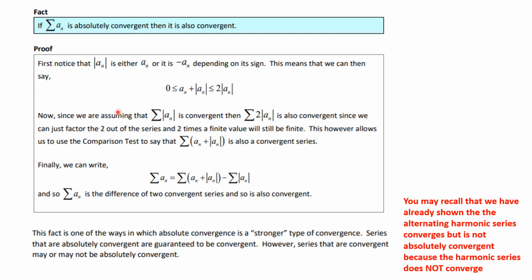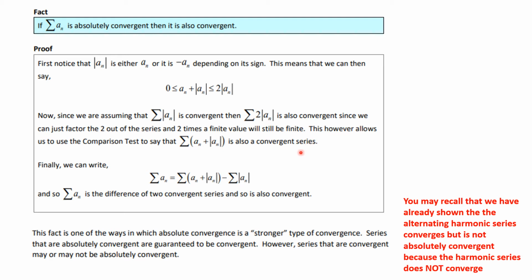Now, since we're assuming, that's the if part in our theorem, that the summation of the absolute value of a sub n is convergent, then this summation of 2 times the absolute value of a sub n is also convergent, since we can just factor the 2 out of the series, and 2 times the finite limit will still be finite. This, however, allows us to use the comparison test, and so what we're saying is that this is less than this one, which converges, so does this: the summation of a sub n plus the absolute value of a sub n is also a convergent series.